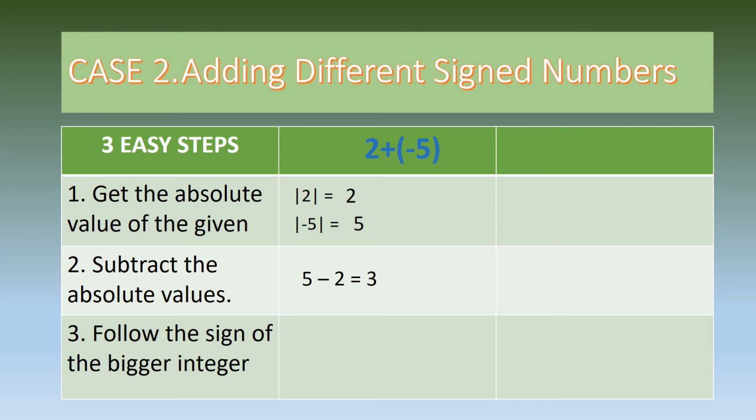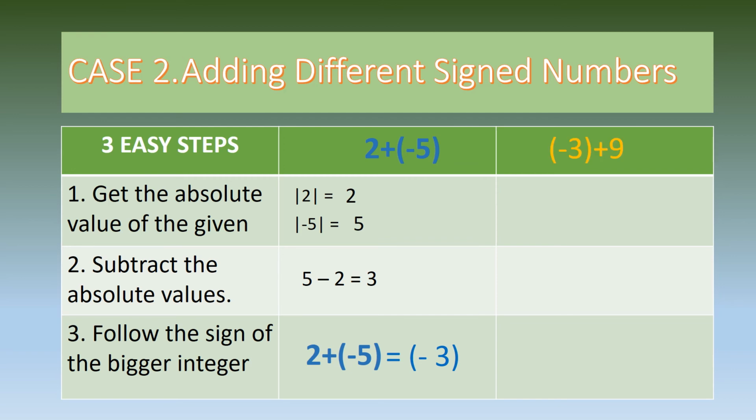Follow the sign of the bigger integer. Which is bigger, 5 or 2? 5. What is the sign of 5? Negative. Therefore, 2 plus a -5 is equal to -3. Let's take the next example.